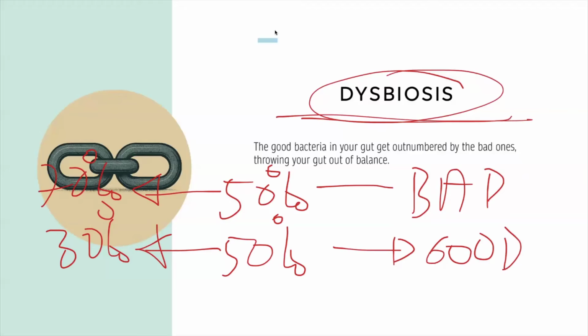Why does the imbalance occur? The imbalance occurs for two things. For one thing, because of the shortage of food.